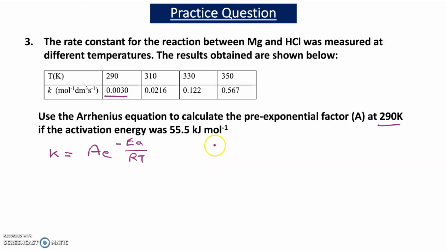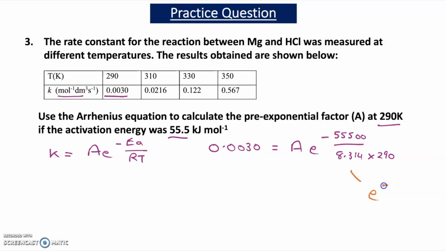So k is equal to A e to the minus Ea over RT. Now the value of k we use is the one at 290 Kelvin. Now this is 0.0030, and this is going to be equal to A times e to the minus Ea over RT. And Ea, the activation energy, is going to be 55,500. And the activation energy is 55,500 because we have to put it into joules. And we divide that by 8.314 times the temperature, 290 Kelvin.